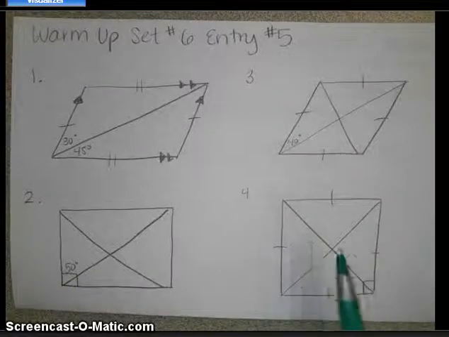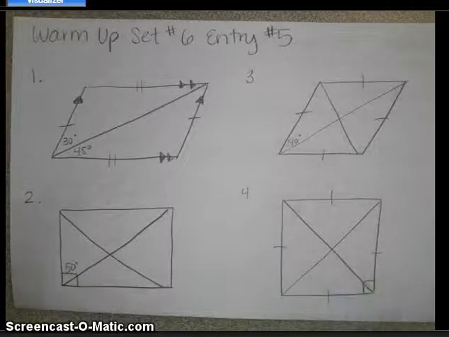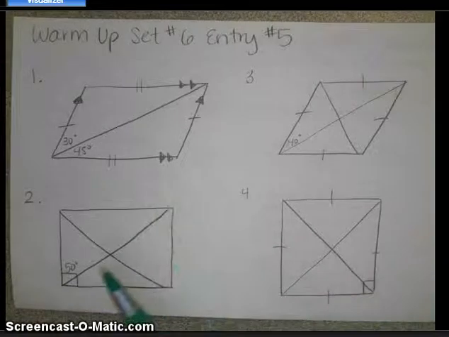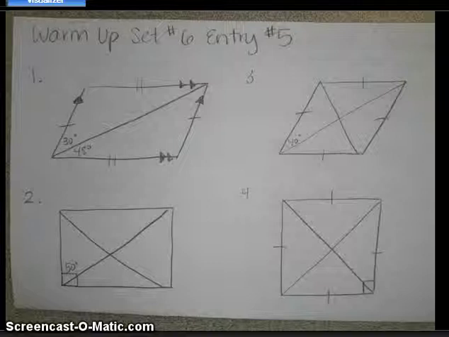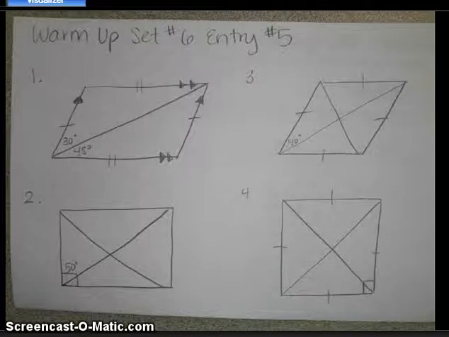Okay, warm-up set 6, entry 5. What we want to use these figures to do is review our quadrilateral properties of the parallelogram, rhombus, rectangle, and square with numbers instead of just with the properties.